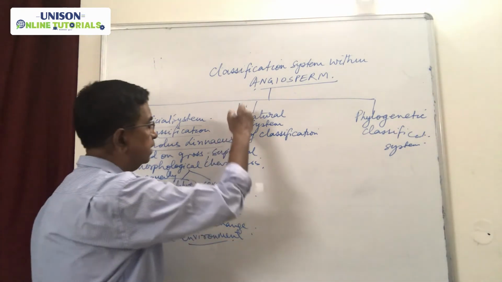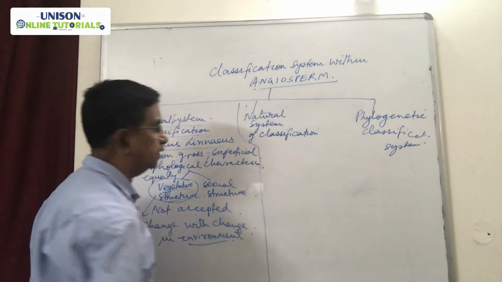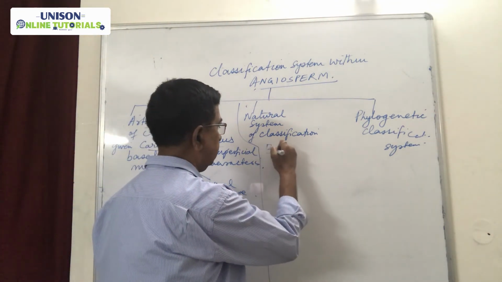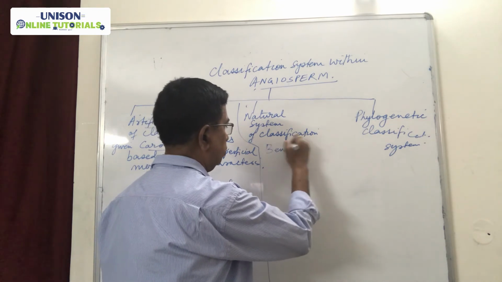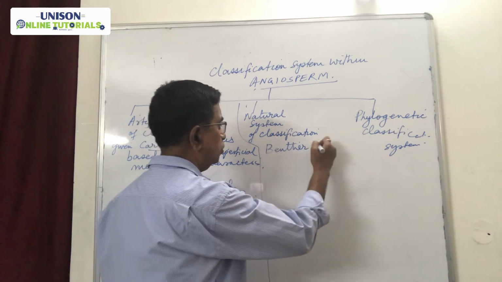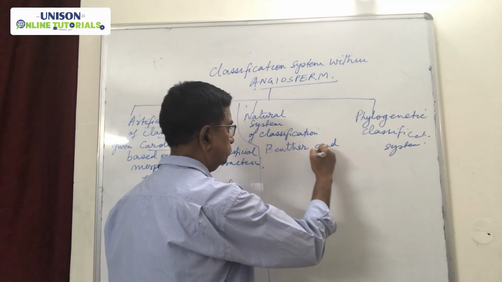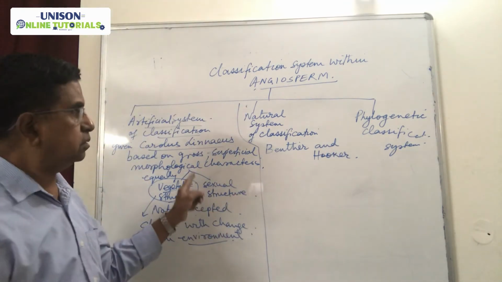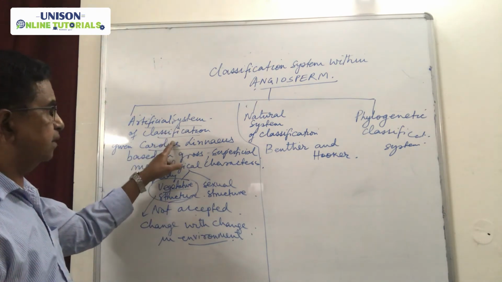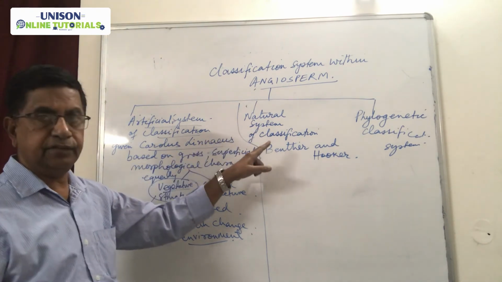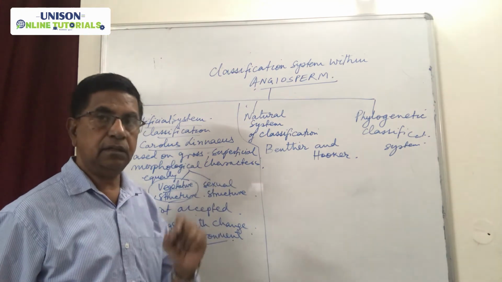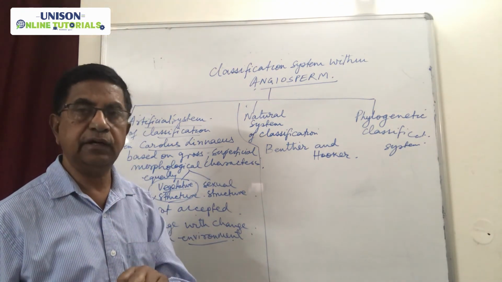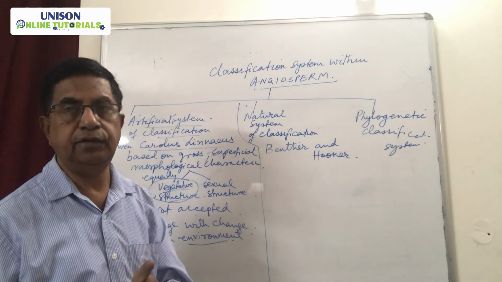Now we come to the next one, the natural system of classification. It was given by two scientists, Bentham and Hooker. I will tell you that the artificial system of classification and natural system of classification are very important from the NEET point of view.